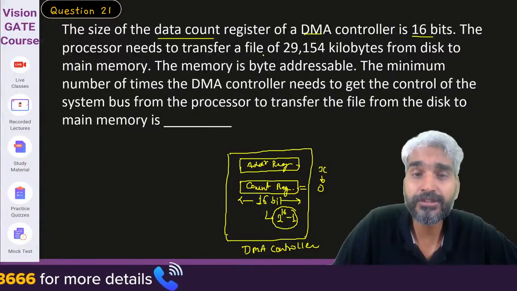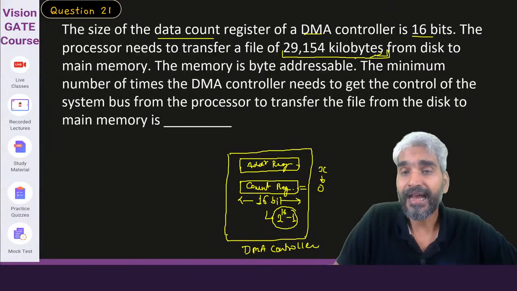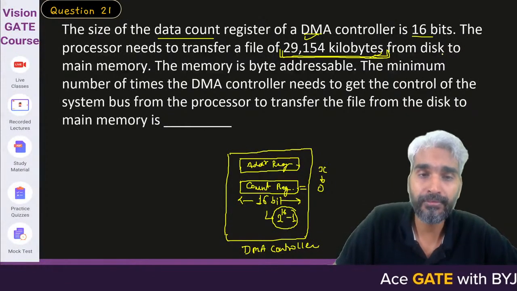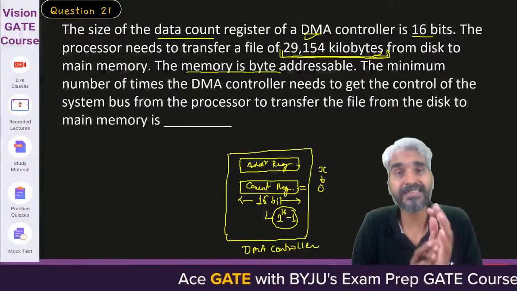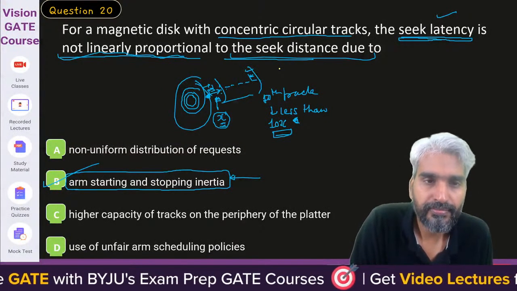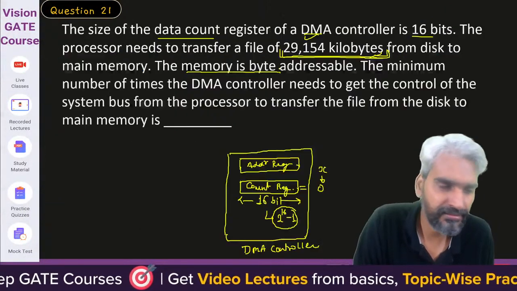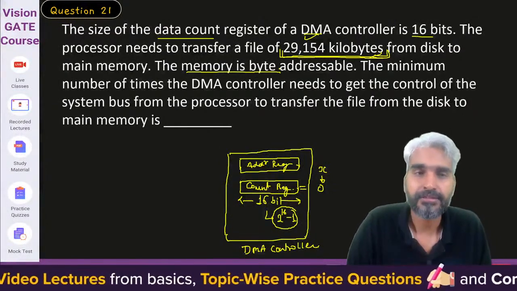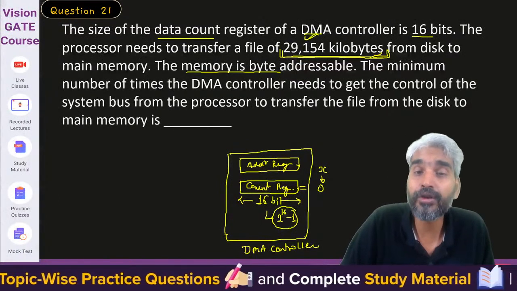Now, the processor needs to transfer those many kilobytes from disk to memory. The data which we need to transfer is given, that we need to transfer those many bytes from disk to memory. It is also being said that the memory is byte addressable. What does it mean? If it says that memory is byte addressable, I'll explain that. If your option is D, I'll explain in a while. So, the processor needs to transfer a file of that much size and the memory is byte addressable.